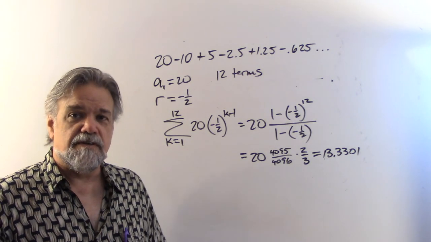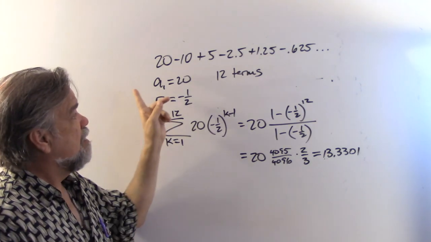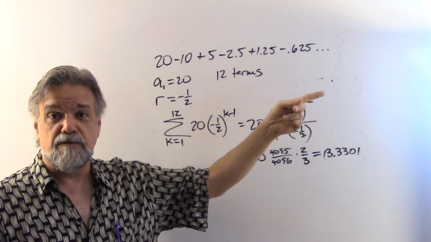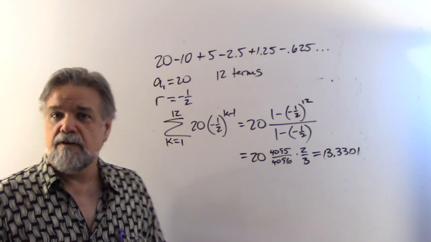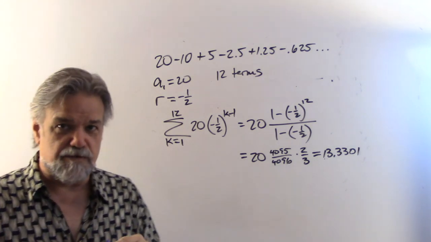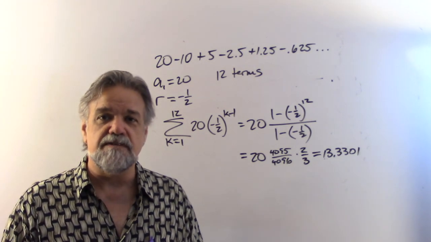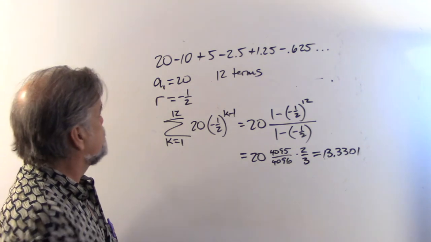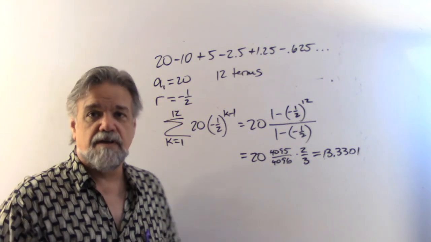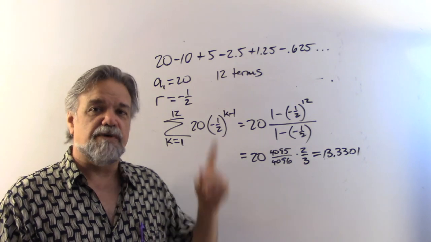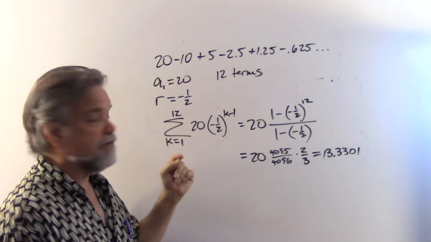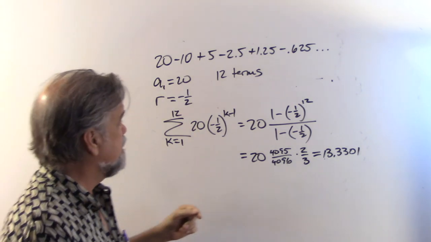Now the next question is, what if we add all of them? Not just the first 12, but all of them. Okay, so there's two pieces to answering this. The first piece is, can we do it? R is negative 1/2. Yes, we can, okay? Because the absolute value of R is less than 1. So yes, it can be done. Now, what's it going to be?